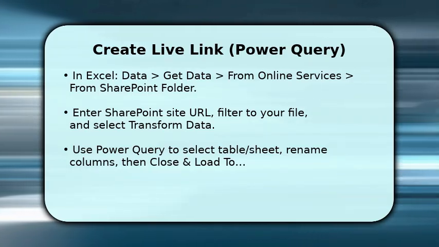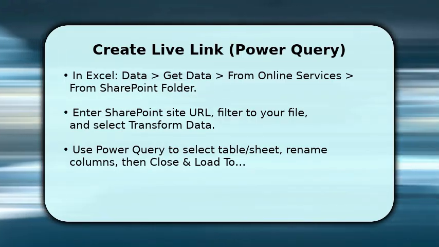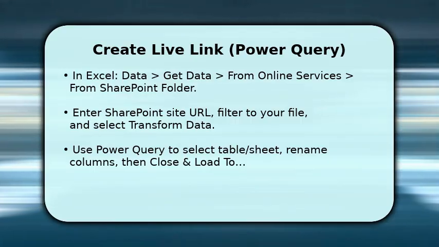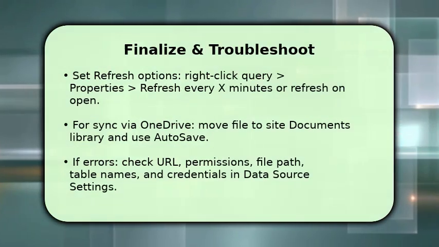In Power Query, pick the specific file content, then navigate to the table or sheet you prepared. Rename and clean columns so types are explicit. Once the view is right, choose Close and Load to, and load as a connection or table. This controls update. Finish by configuring Refresh and saving your workbook to a synced location.